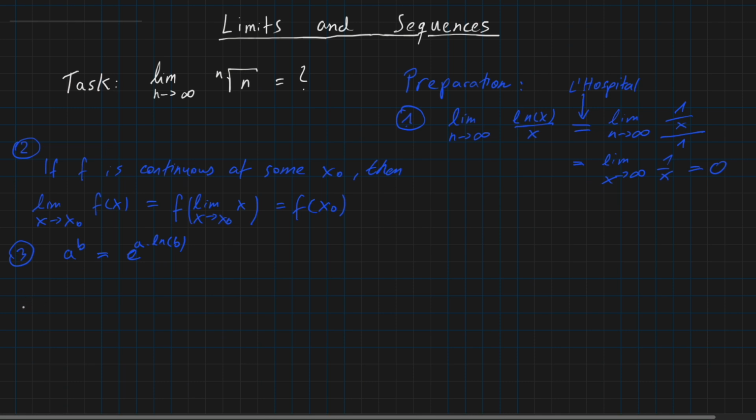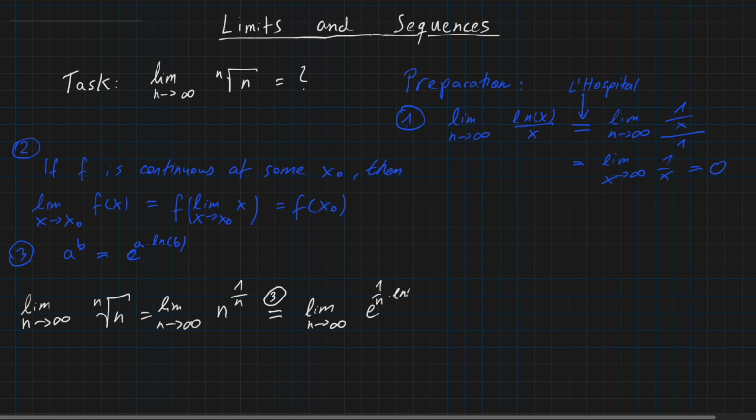So then to our task. Coming back to it, the limit of n to infinity of the nth root of n is the same as if we consider the limit and just rewrite this nth root of n as n to the power of 1 over n. And now we can apply the third observation, the third part of our preparation. Then this is the same as the limit of n tends to infinity of e to the power of 1 over n times logarithm of n.